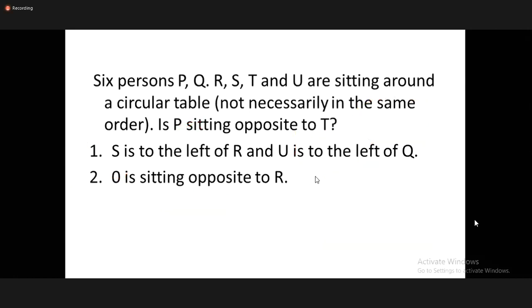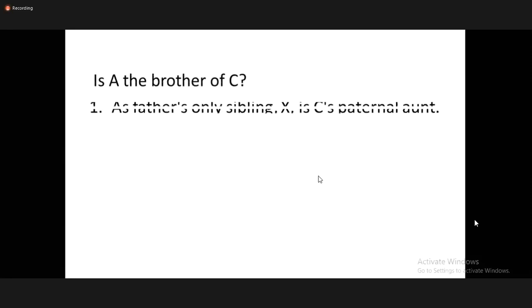Okay, we'll go to the next question. Yeah, immediate left and left are the same in a circular arrangement. Immediate left and left are the same in the circular arrangement.